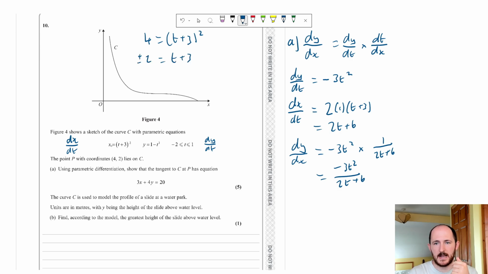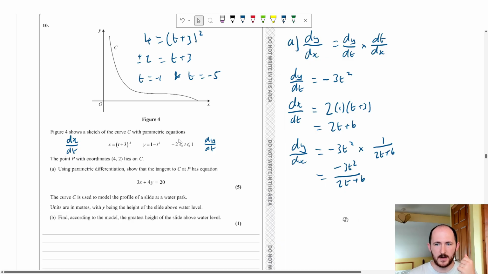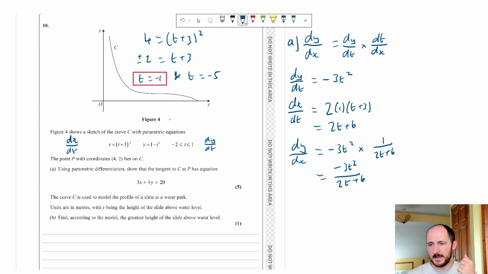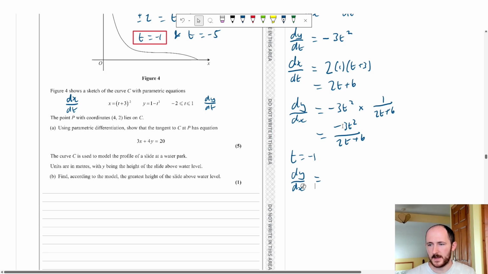So of the solutions, if I take this as positive first, we get t equals minus 1, and if it's minus 2, we get t equals minus 5, because minus 2 minus 3 is minus 5. Now, if you notice in the range here, the only one that's actually in the range is t is minus 1, so that's the value we're going to use. So sub that into dy by dx. Gives me, I could do this in my head, minus 3 over 4. Excellent. Minus 3 over 4.